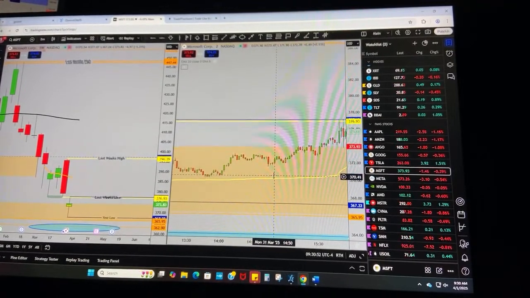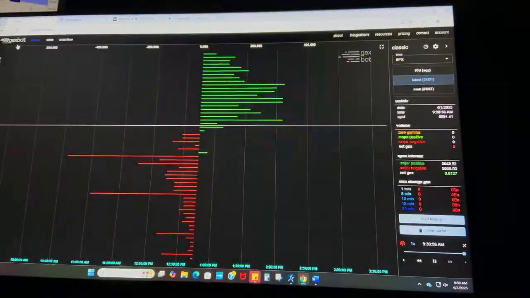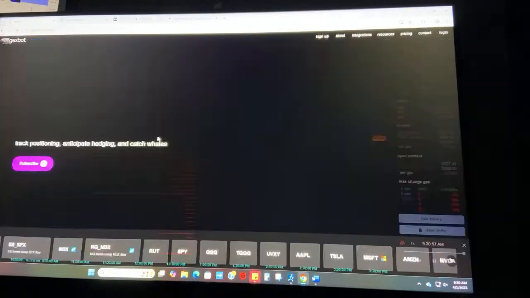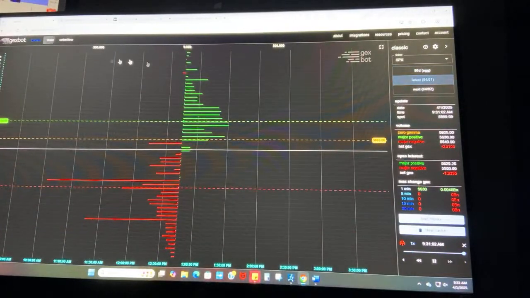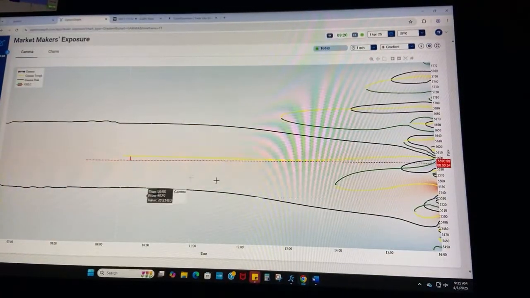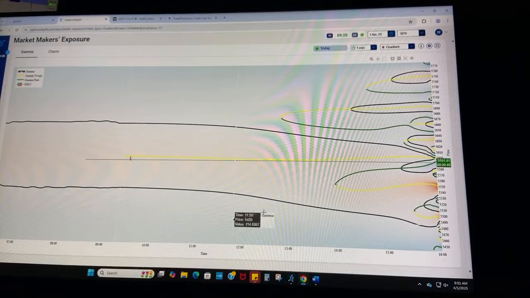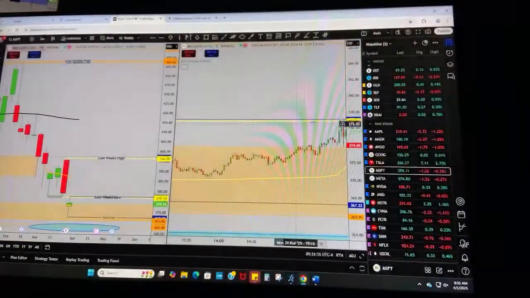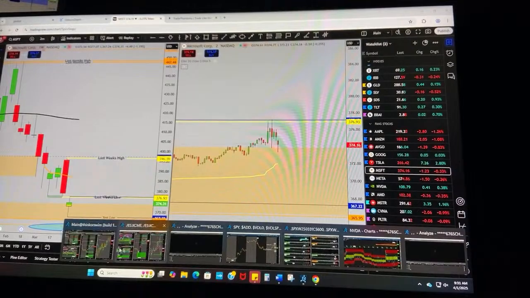All right, be patient. Let me make sure GEX is loaded here. Make sure things are working here. Not much strong gamma right now anywhere, so we're going to have to let this fill in.